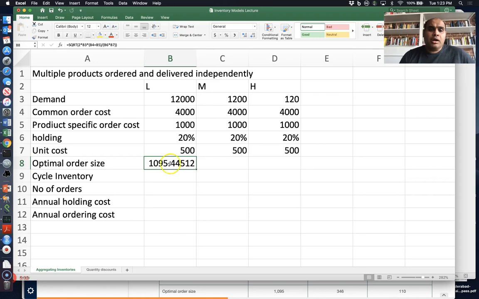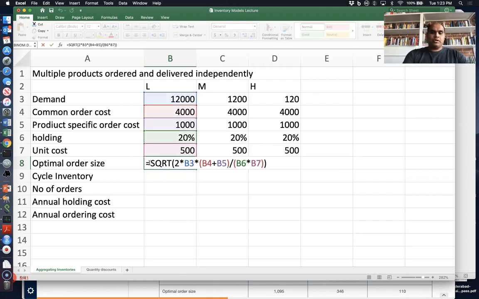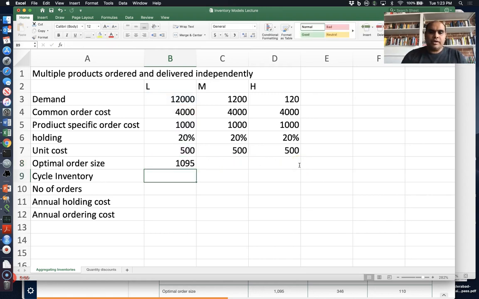So what we'll do is, because we are going to get fractional values here, and optimal order size cannot be fractional, I'm going to put a round function around it. We're just going to round it to the closest value. If it's more than 0.5, it'll round up. If it's less than 0.5, it'll round down. This 0 says that I don't want any decimal places. So I'm just going to put the round value at 1095.